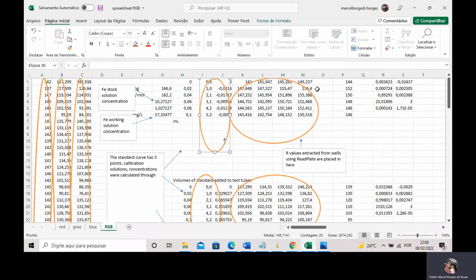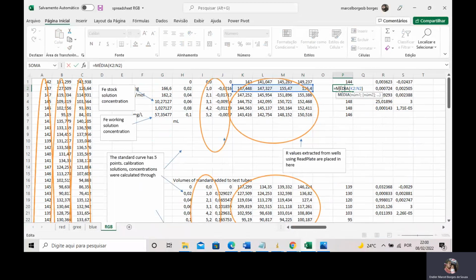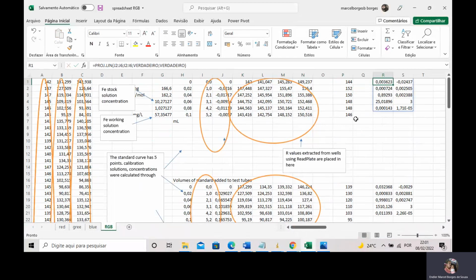I have divided the average hue values for each standard by the average hue value of my blank, and I made the analytical signal as a log of these values, as shown here. I have calculated the slope. I have calculated the slope and the linear coefficient using the LINEST function. The LINEST function was shown here.